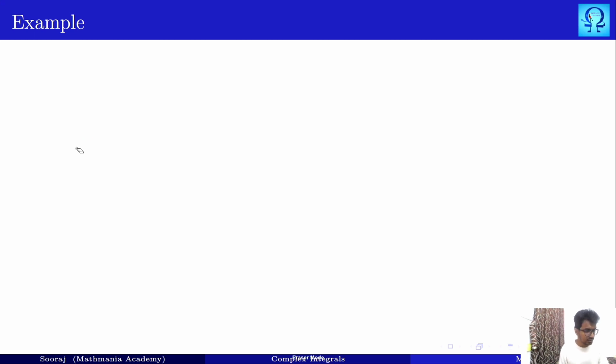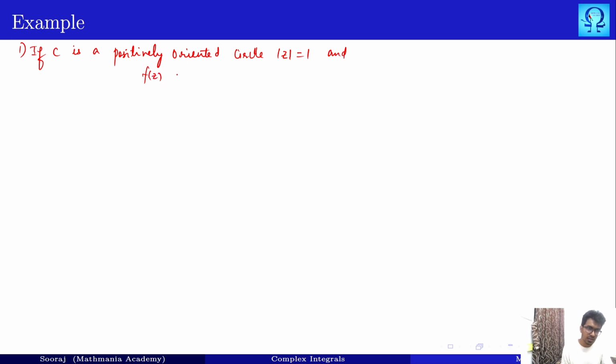Let us see some examples. The first example: if c is a positively oriented circle, absolute value of z equals 1, and the function f of z is given to be exponential of 2z, find the integral over c of exponential of 2z upon z to the power 4 dz.